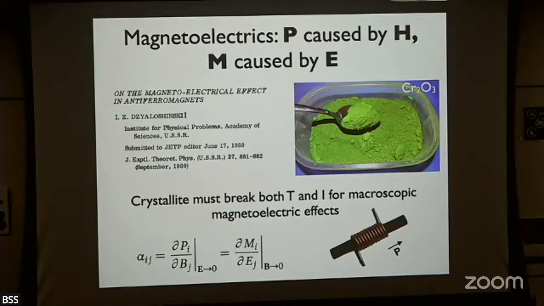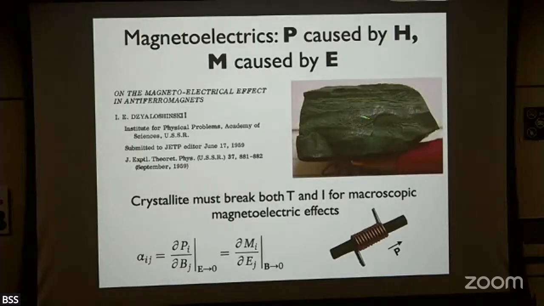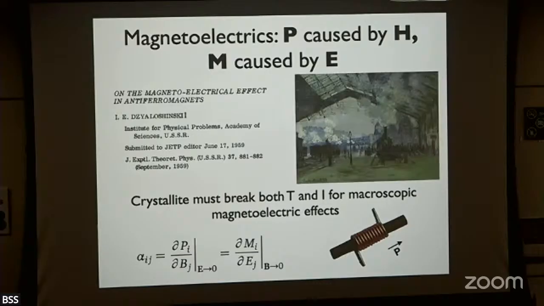A famous magnetoelectric is Cr2O3, which we call chromium sesquioxide. It's this beautiful green color here. It's used as a pigment. That's what it looks like. It's a mineral as well, but again, it's a pigment. And in this famous painting, The Train Arriving from Normandy by Monet in 1877, the green-blue pigment in here is chromium sesquioxide. It's a magnetoelectric. If you apply an electric field to this painting, you'll get a magnetic field out. Don't try this at home. Or in the Musée d'Orsay.